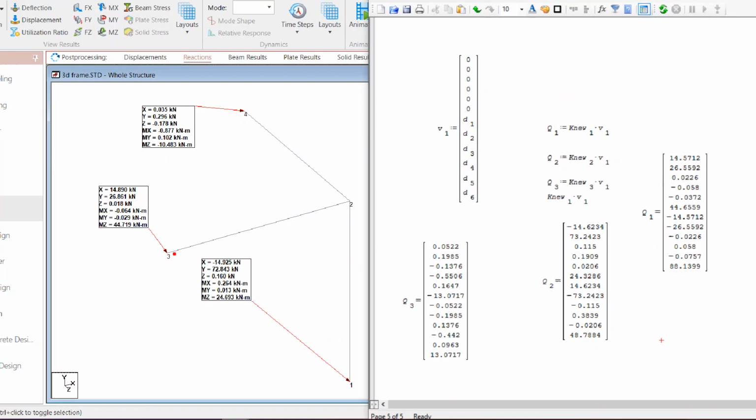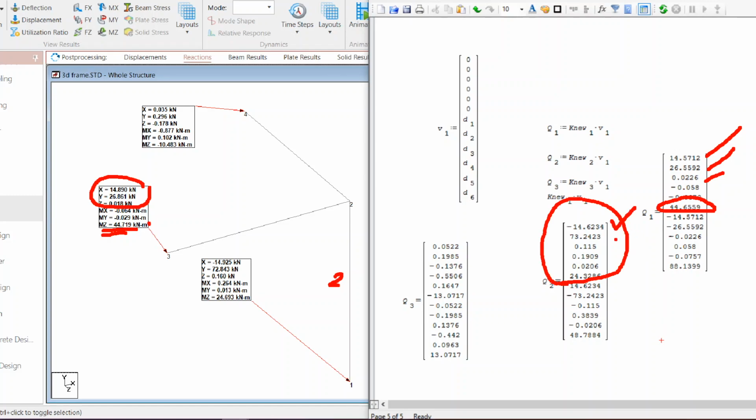For member 1, I have 14 and 26 in x and y. Almost zero reaction in Fz. This corresponds to the moment of 45 kilonewton meter, which is almost the same. For member 2, the vertical one, these are the reactions. For the x, it's 14. For the y, 73, 72 in STAAD. And for the moment, it's also 24 kilonewton meter.